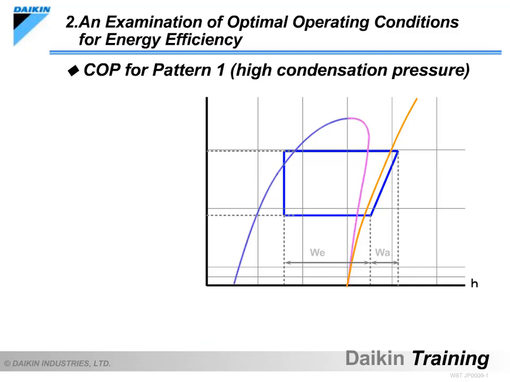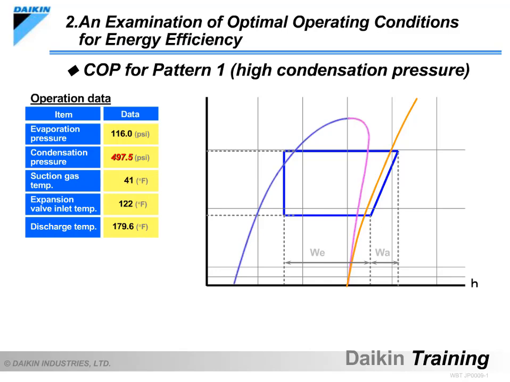Let's examine the COP for pattern 1. The operation data is shown on the slide. It is an alteration of condensation pressure to a higher level than that found in the standard refrigeration cycle. The conceivable scenario in this case would be insufficient heat exchange within the condenser due to reasons such as a high outdoor temperature or contamination of the condenser.